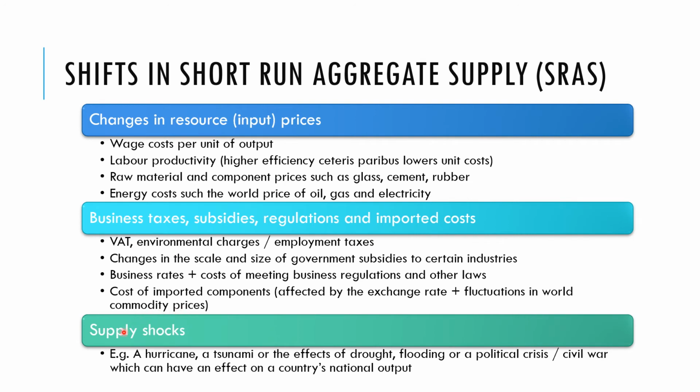The last one, a supply shock, so for example, a hurricane or a tsunami, might affect how much a country can produce. So that might reduce the aggregate supply curve.